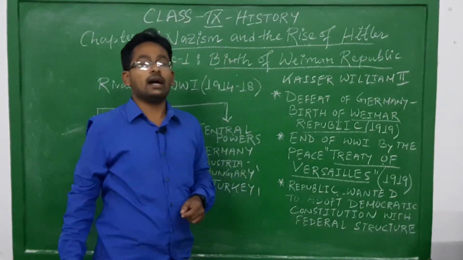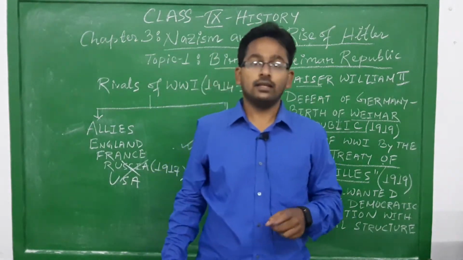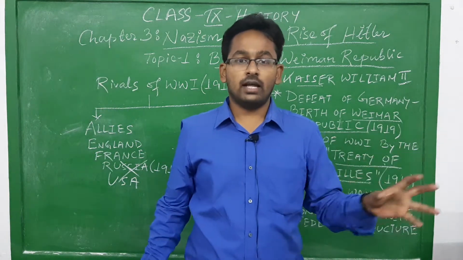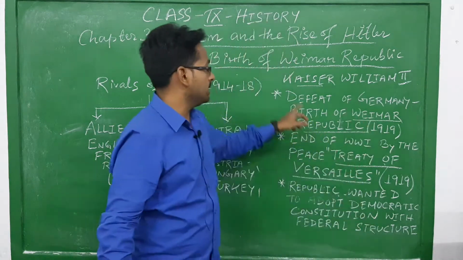Germany was ruled by Kaiser William II. Kaiser means ruler, just like Tsar. In the second chapter, you heard about the term Tsar, Tsar Nicholas II. So Tsar means ruler in Russia, and in Germany, Kaiser means ruler.